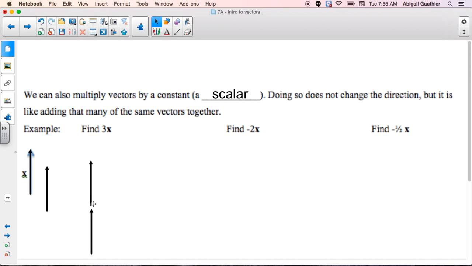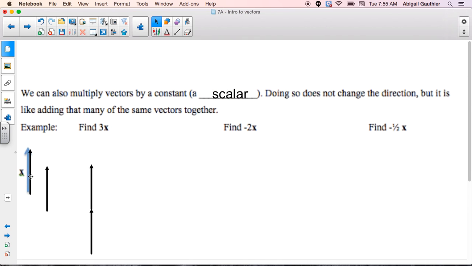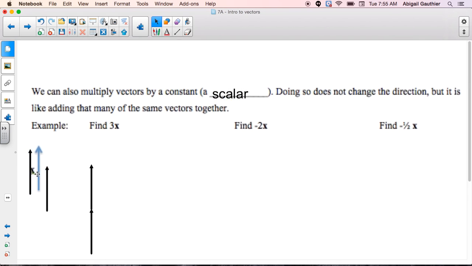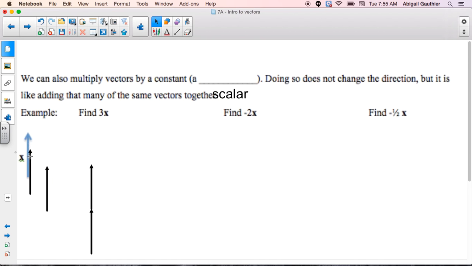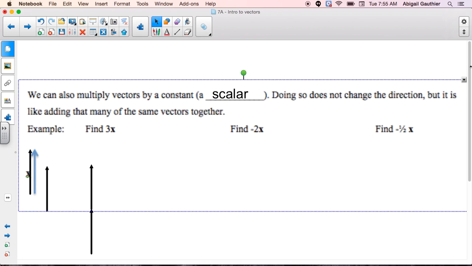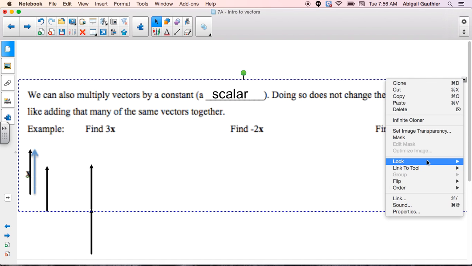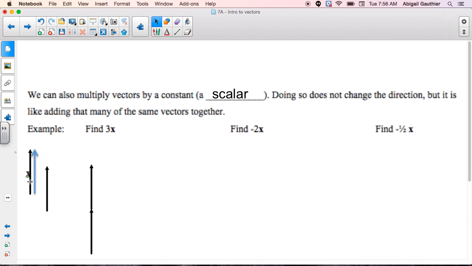1, 2, and one more. Oh, I did not grab it. Oh, that's annoying. All right, and then one more. There you go. So this would be 3x. Negative 2x, instead of going this way, it's going to go in exactly the opposite way.